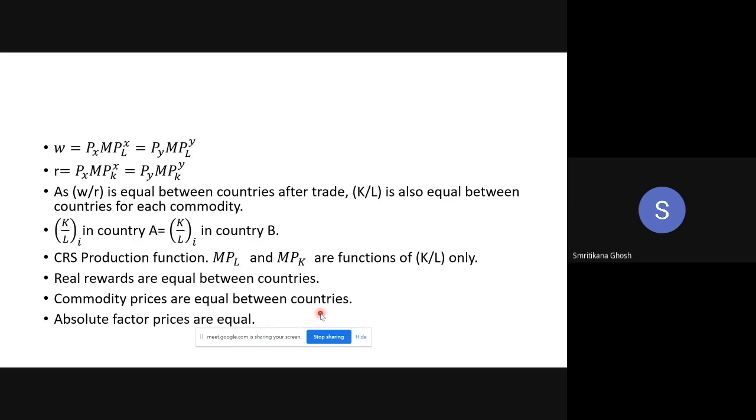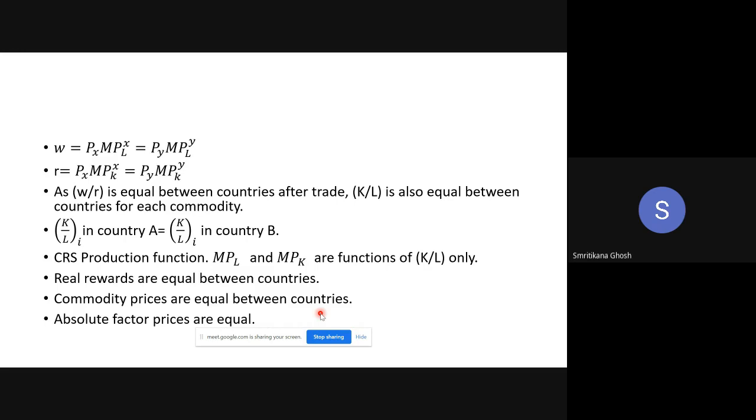But as P's are equal, then R's are also equal. So this is how W of country A is equal to W of country B, and R of country A is equal to R of country B. So absolute factor prices are also becoming equal after trade. Okay, so this is how you are getting factor price equalization. The trade is helping you to equalize the factor prices.